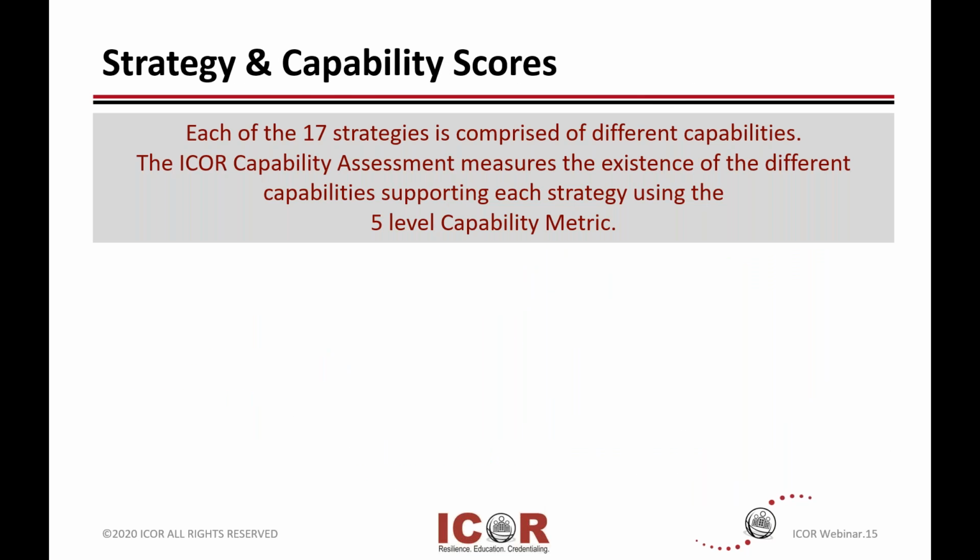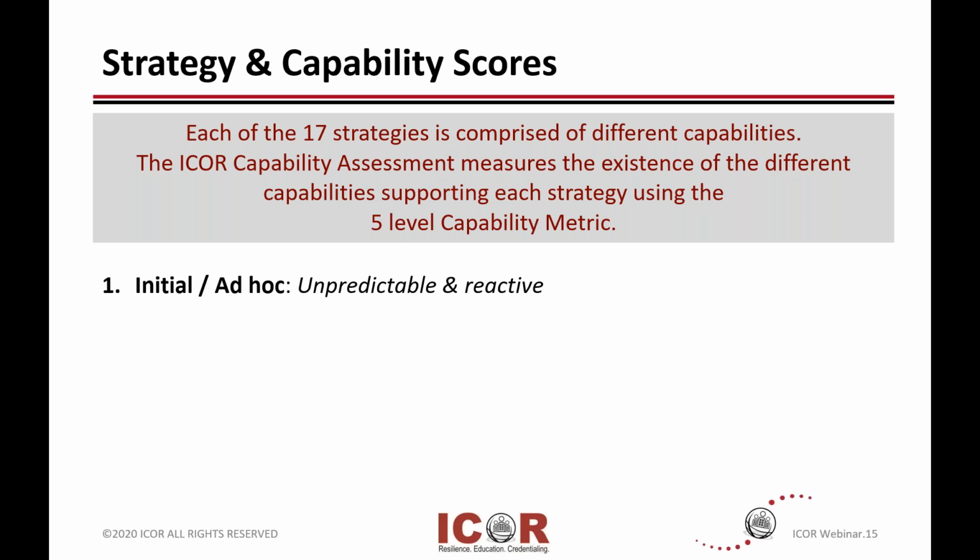So let me just flip back to how you're going to score. There are 17 strategies altogether, and each of those we've tied to, usually, 5 capabilities. So that's evidence that you would see that you're actually doing these strategies. And each of those is listed, as I mentioned earlier, as an outcome statement. So this is what it looks like when it's done well. And then you're going to score how well you meet that on a 5-level capability metric.